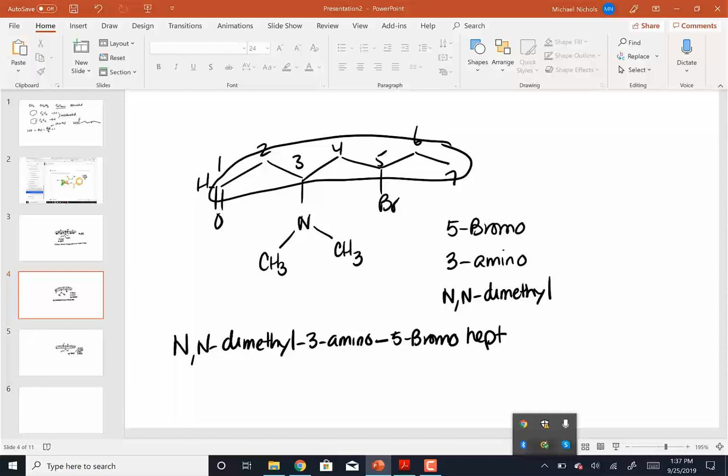There's no double bonds in the longest chain. In the parent chain, it's only single bonds. So that means it's a heptan.